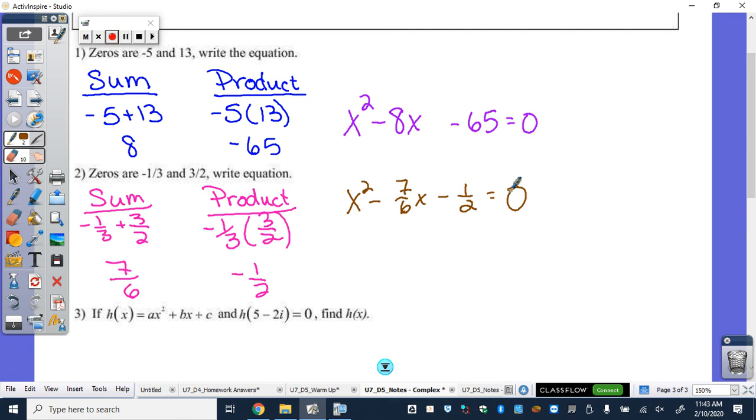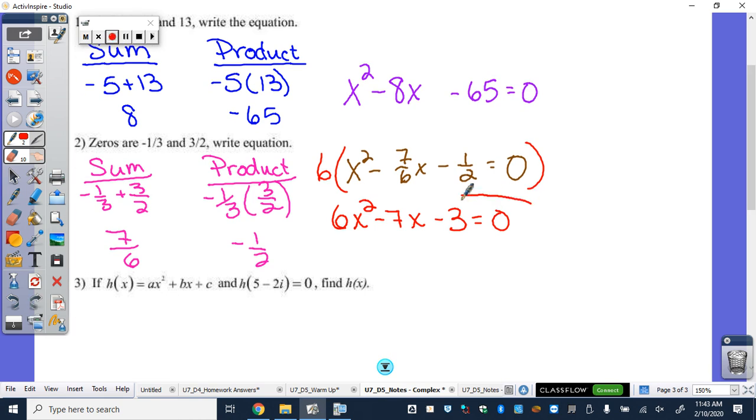We have to get rid of the fractions. Does anybody have an idea of how we could get rid of those fractions? Not decimals. They don't like decimals either. What is the largest denominator we have there? 6. So I'm going to multiply everything times 6. So 6 times x squared gives me 6x squared. 6 times my 7 over 6 gives me 7. 6 times my negative 1/2 gives me a negative 3, and then it equals 0. If you have fractions, you've got to get rid of those fractions by multiplying by whatever the largest denominator is. And then this is the answer.